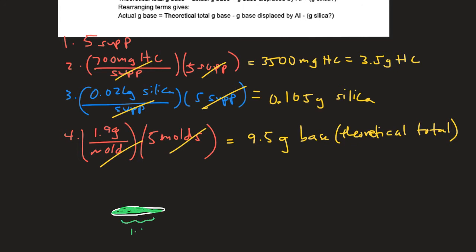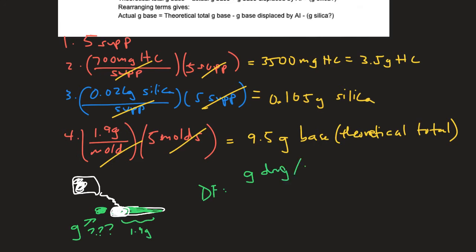It's gonna be made of 1.9 grams of base. So now let's see, if we add the AI, which will be white, it'll force this particular amount of base out of the cavity so that the AI can fill. And how do we know how much this is? What's the weight of that? Well, we know from the density factor, because density factor is grams of drug per suppository divided by grams of base displaced.